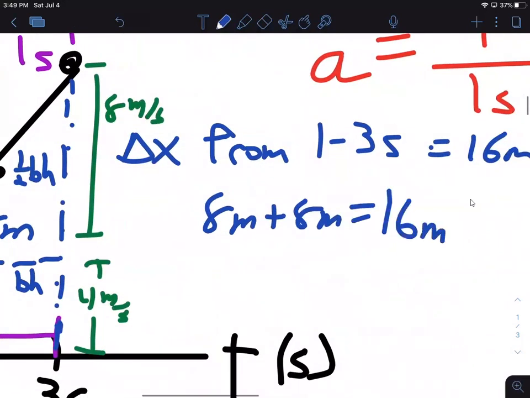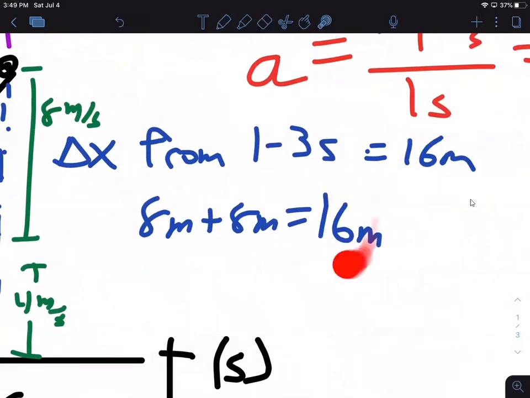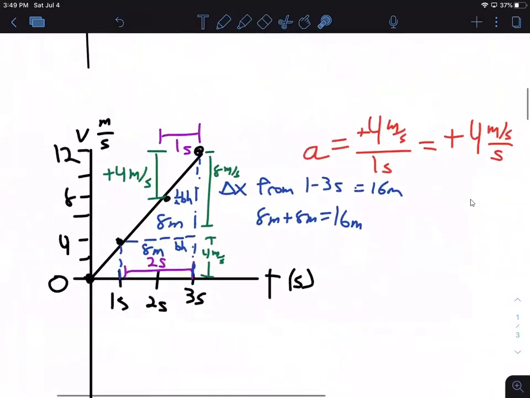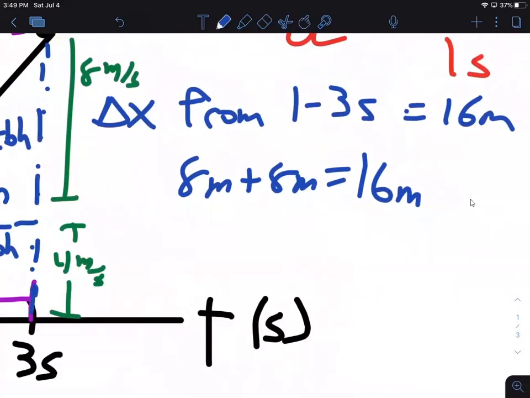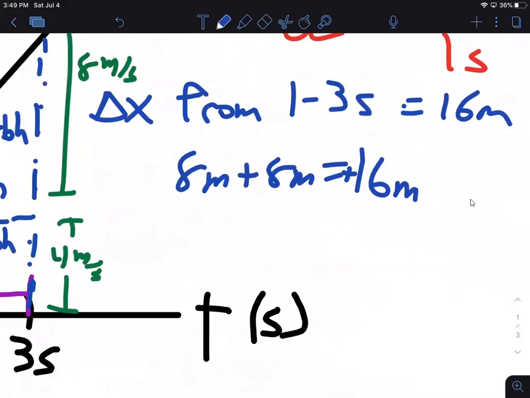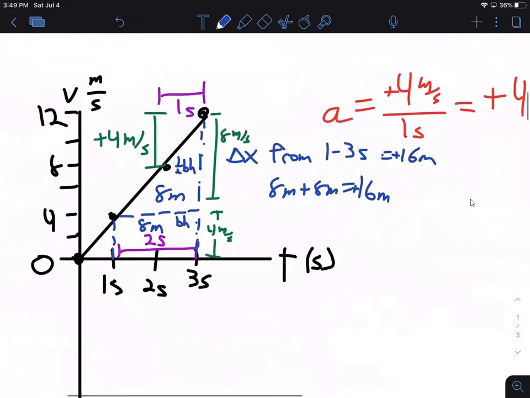And it agrees with what we saw just by looking at our position graph. This object has changed its location over those 2 seconds by 16 meters, and this is going to be a positive. It's always good to include the positive to make sure we're reminding ourselves to think about direction. One of the easiest ways to make mistakes is not to think about direction in physics. It is 16 meters more in the positive direction from wherever it was at 1 second.